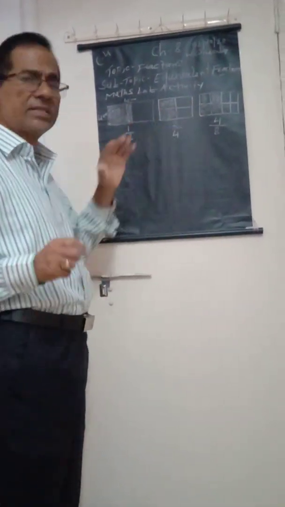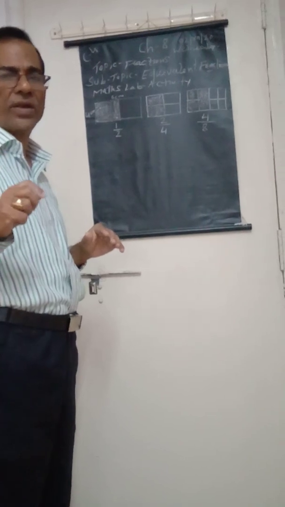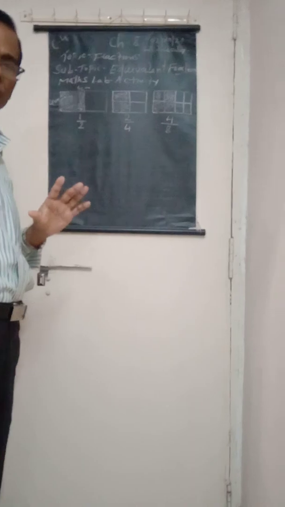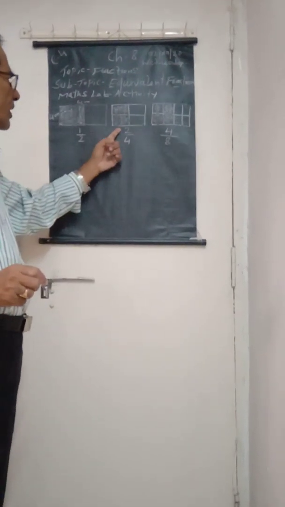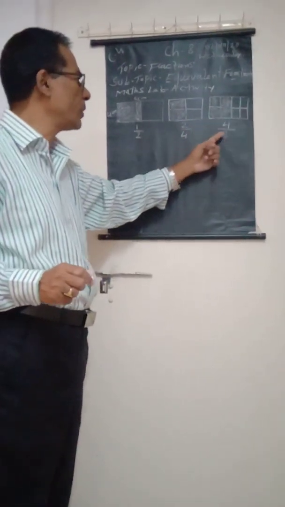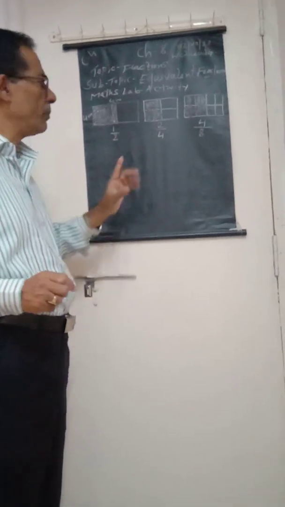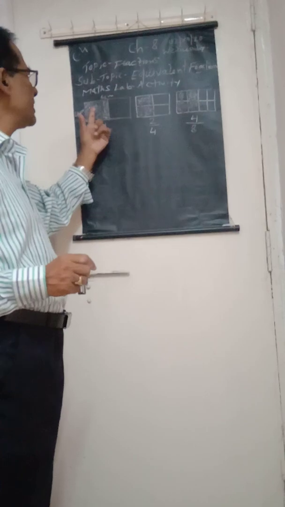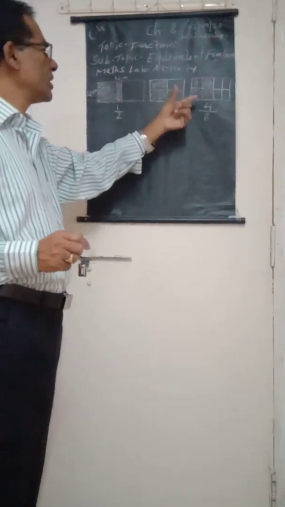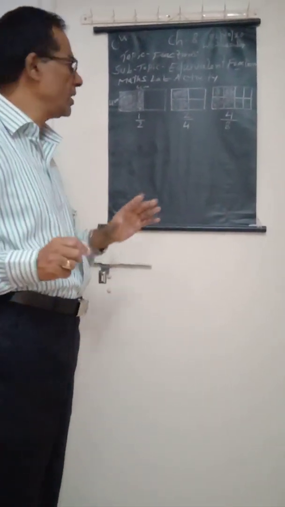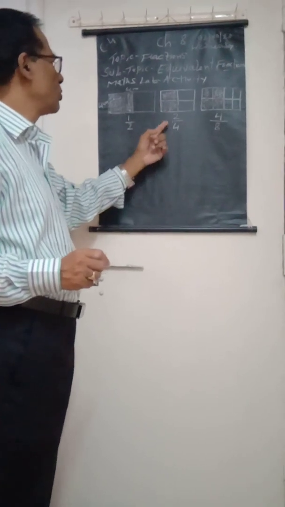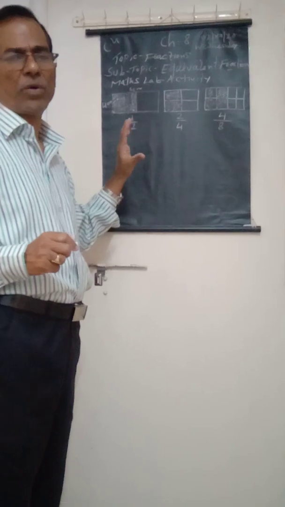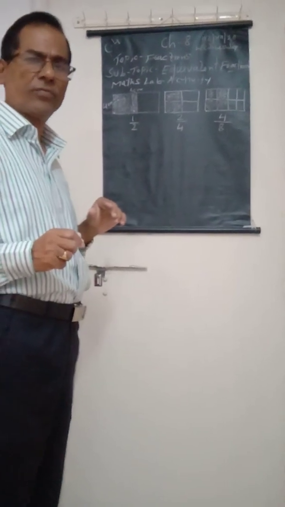That's why this type of figures are called equivalent fractions, because here you are seeing 2 by 4, here 4 by 8. Numbers are different, but ultimately the value is the same. Value is the same in the sense that ultimately we have shaded the half portion only. So this is 1 by 2, this is 2 by 4, this is 4 by 8. This is called equivalent.